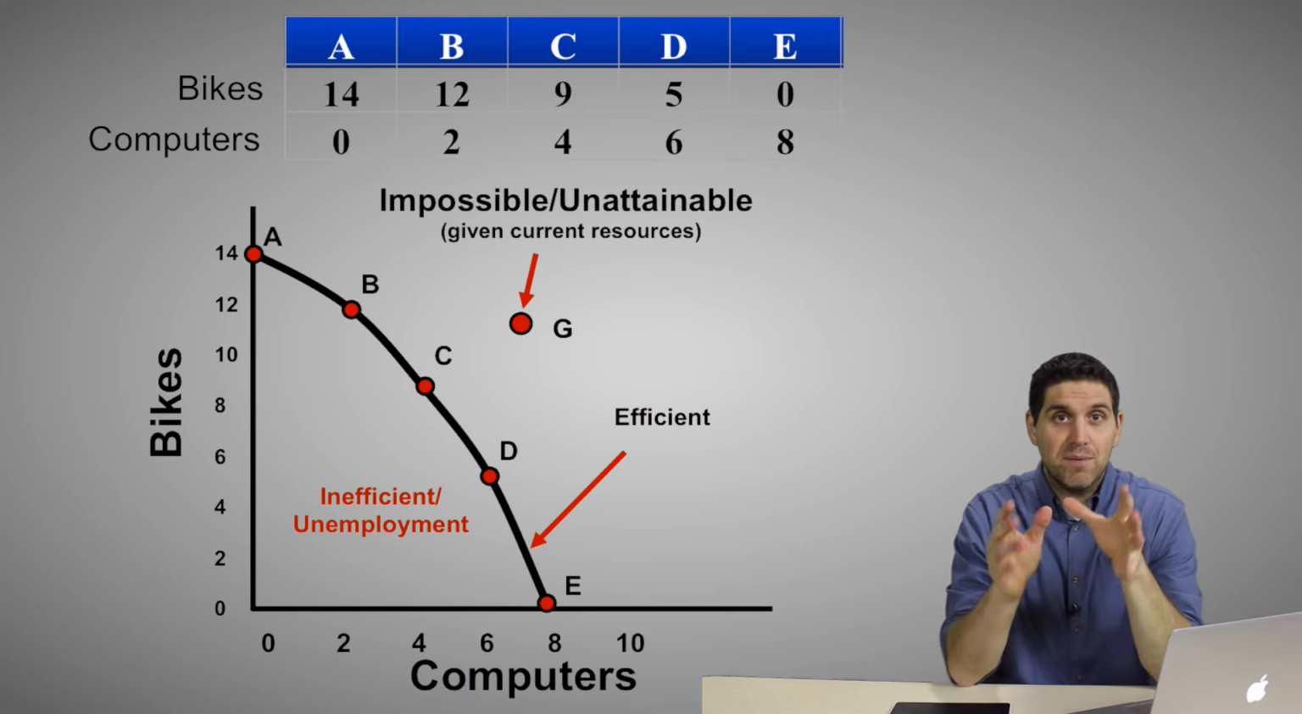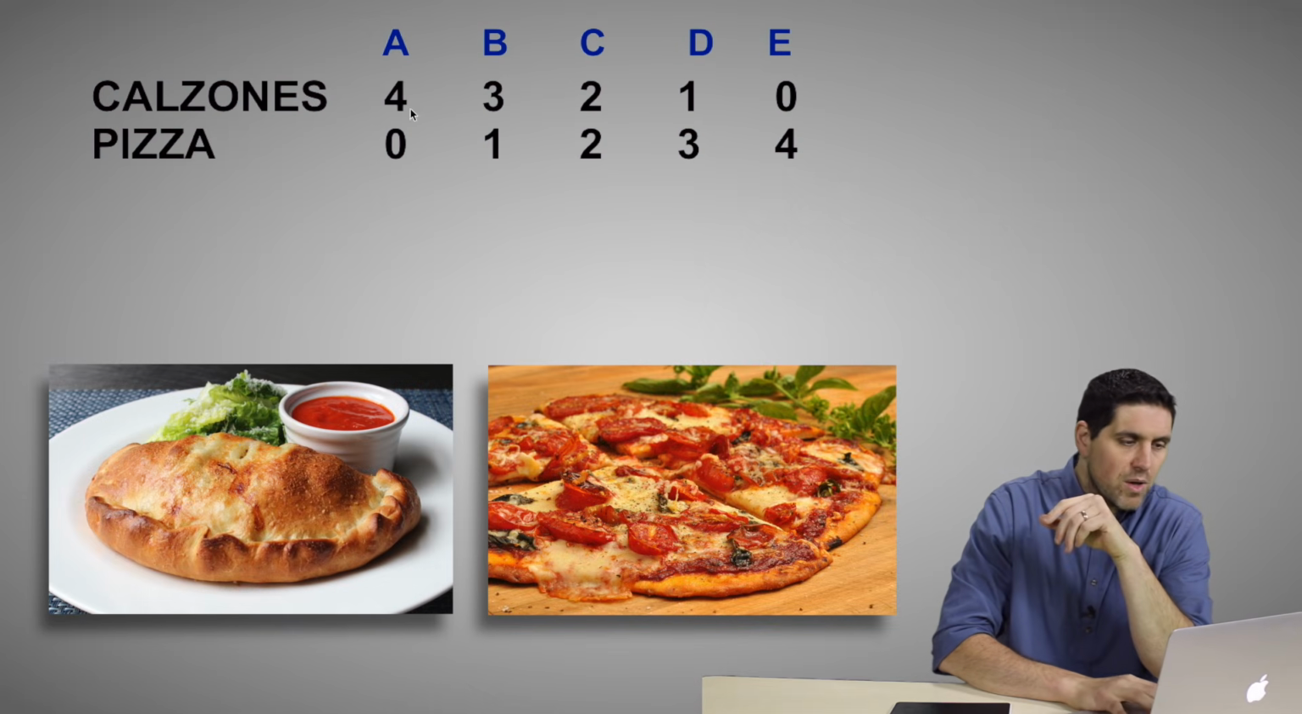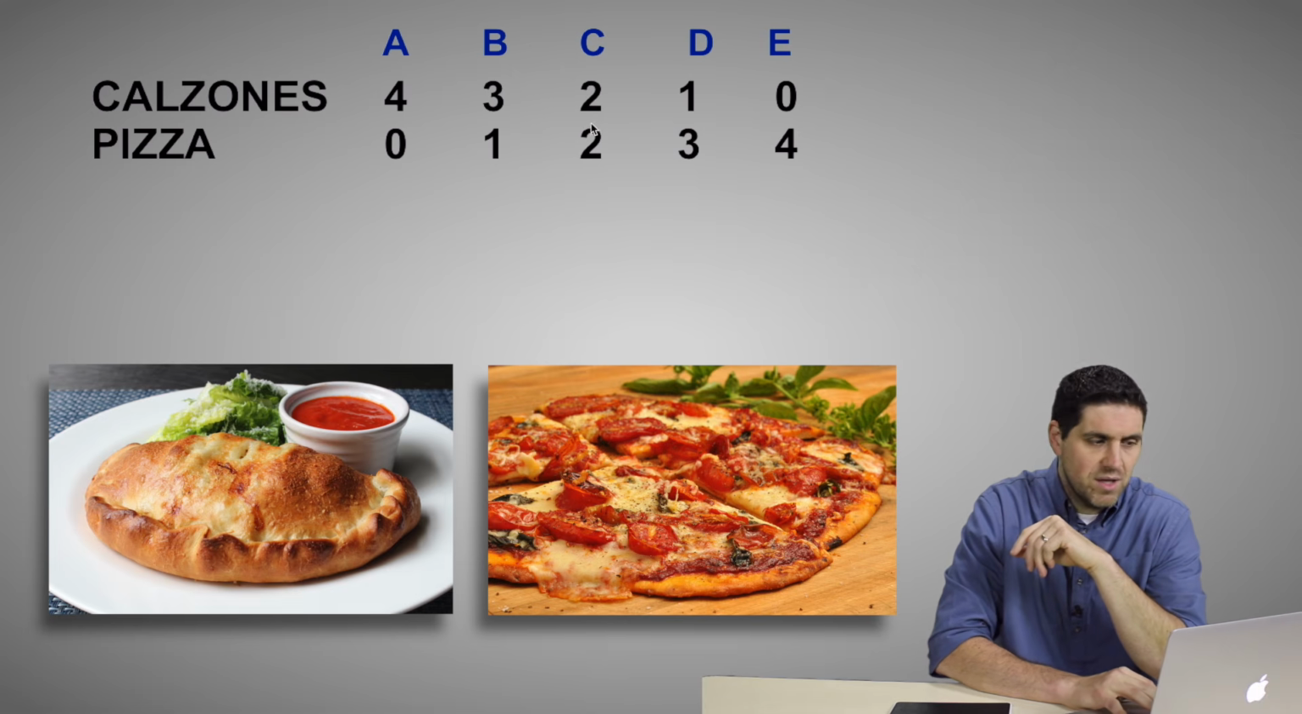Okay, there's a couple different shapes to this graph, and I want you to take a look at it. Let's talk about calzones and pizzas. Notice when you produce another pizza, you lose 1 calzone. When you produce another pizza, you lose another calzone.